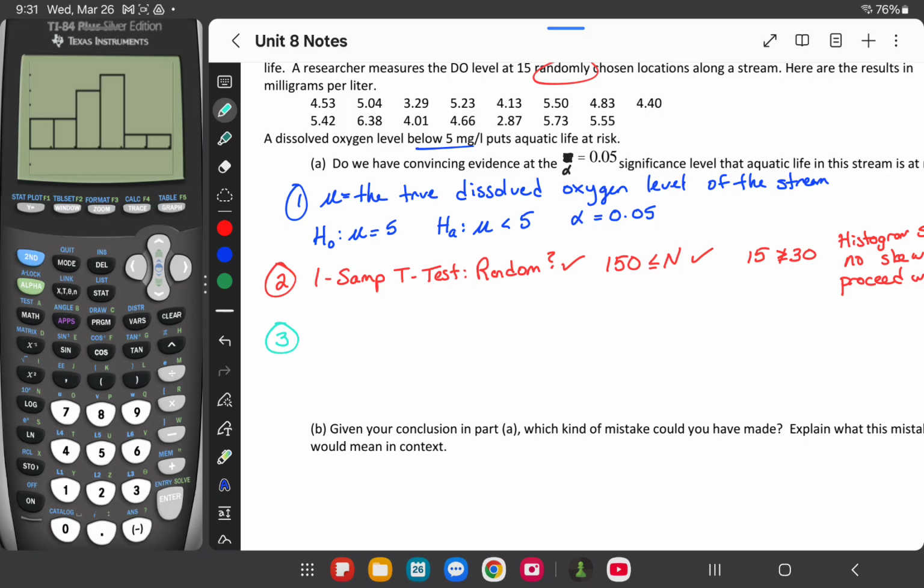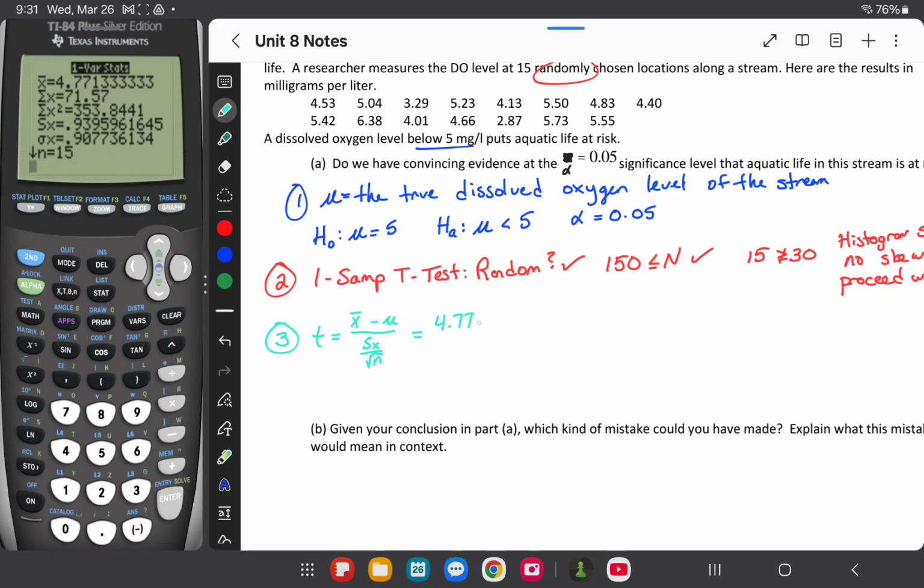So first, we need to go ahead and calculate our test statistic t. In order to do that, remember, we're going to need both our sample mean as well as our standard deviation for our sample. So it's a good thing that we've got all of our data typed in to list 1, because we can go into stat, over to calc, and run one of our stats in order to find each of those values. So it looks like the mean for my distribution here is 4.77 minus, remember, the claimed mean of 5 over my standard deviation Sx, which it tells me is 0.94, divided by the square root of n, which is the square root of 15.